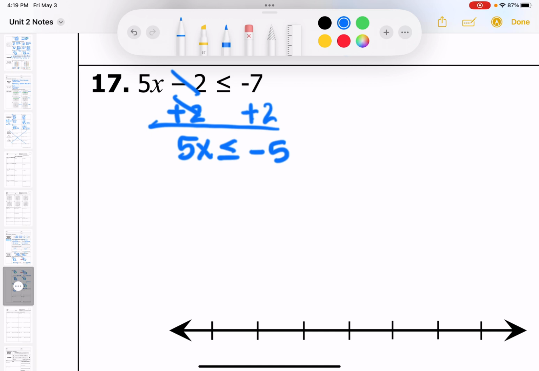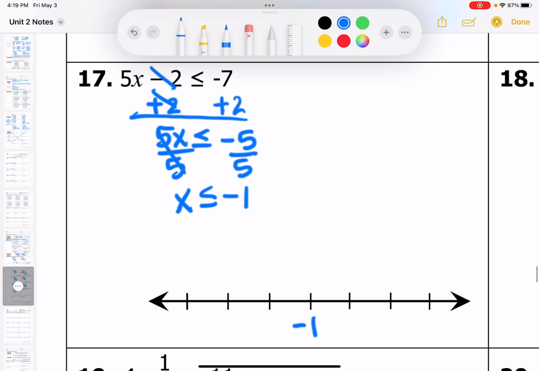Now I have to get x by itself, so I'm going to divide both sides by 5. I'm dividing by a positive number, so my inequality doesn't change. And -5 divided by 5 is -1. So I'm going to put a negative 1 in the middle of my number line. Since it's less than or equal to, that's a closed circle. And I'm going to shade to the left.